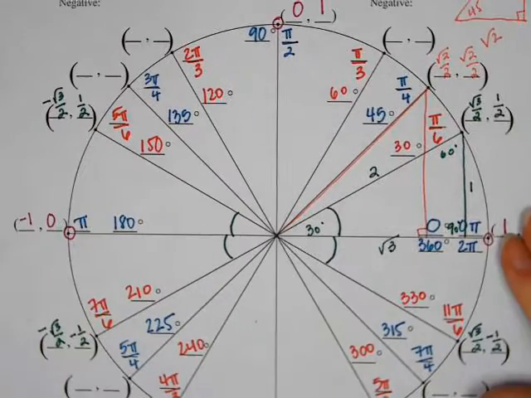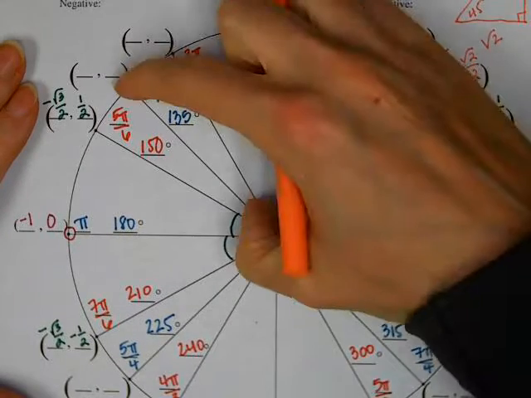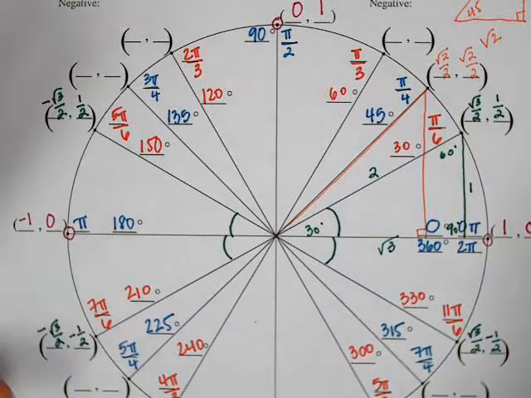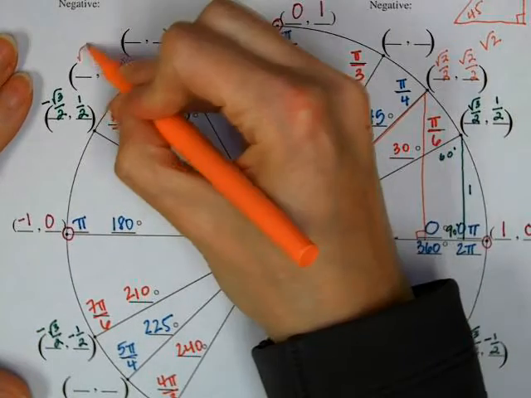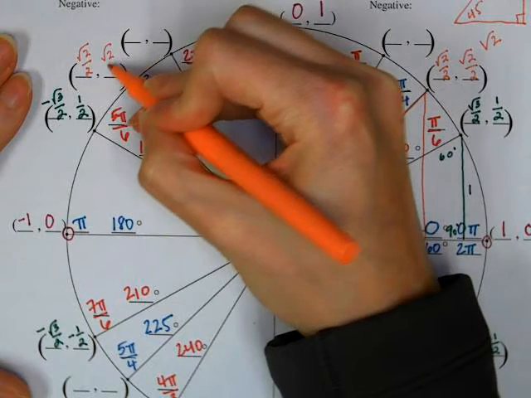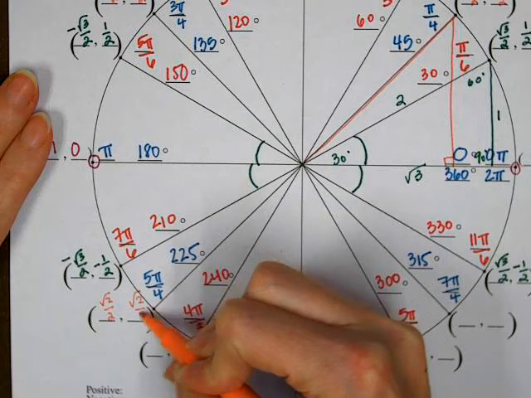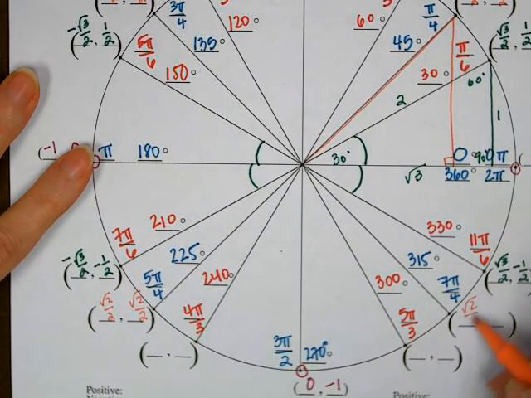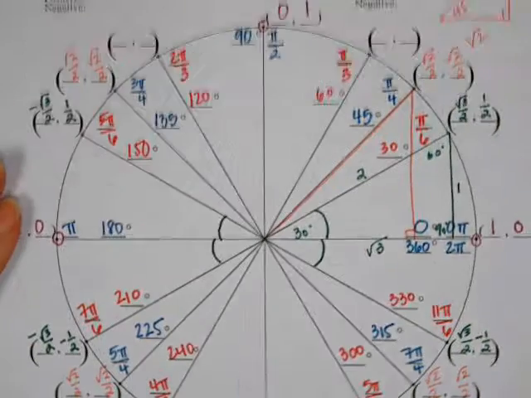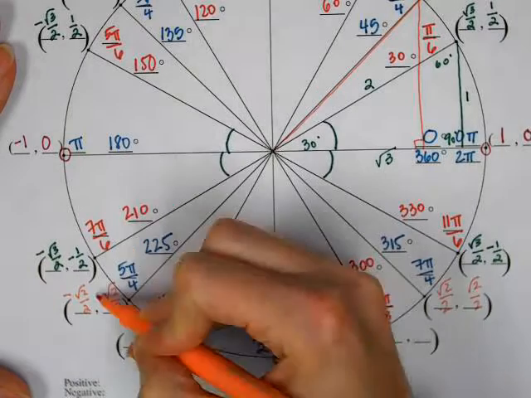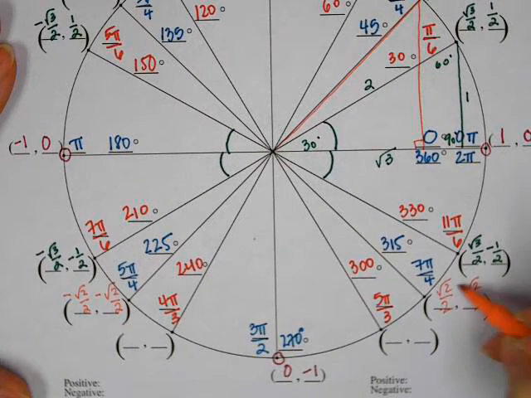And then every angle that has a 45-degree reference angle are all going to be the same. So this one's going to be root 2 over 2, root 2 over 2. This one's going to be root 2 over 2, root 2 over 2. And this one's going to be root 2 over 2, root 2 over 2. Now let's talk negatives again. In this one, the x's are negatives. In this one, they're both negative. And in this one, the y is negative.